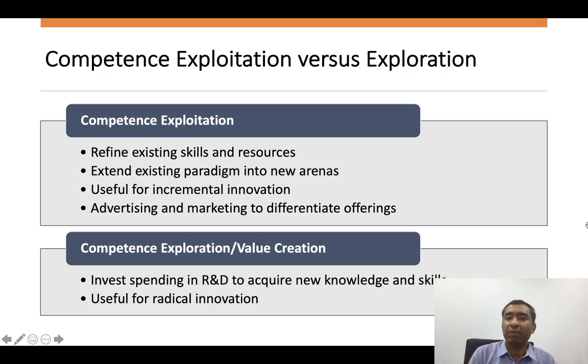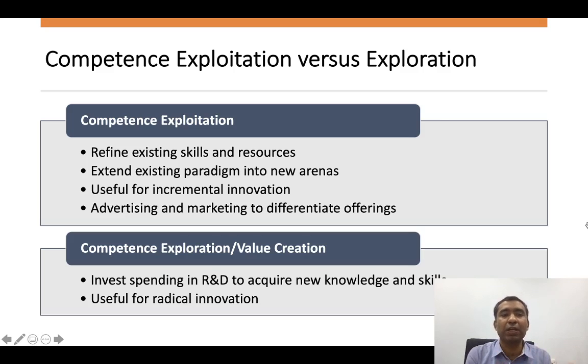And then the second one is exploration. Exploration is expanding or finding new knowledge, new competencies, new value, or creating new values. That can be done through investment in your R&D. So invest in R&D. That's how your people and your organization will bring new skills and knowledge to your organization. That is how you can explore new competencies.